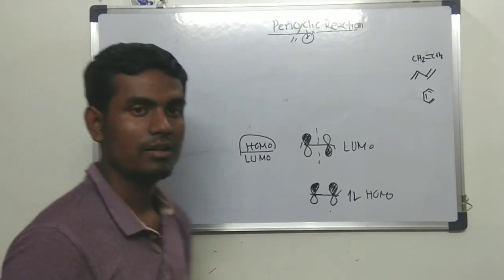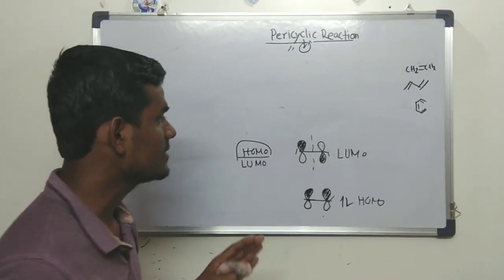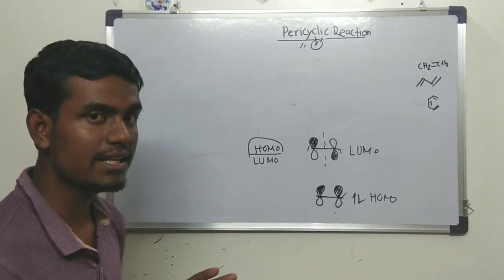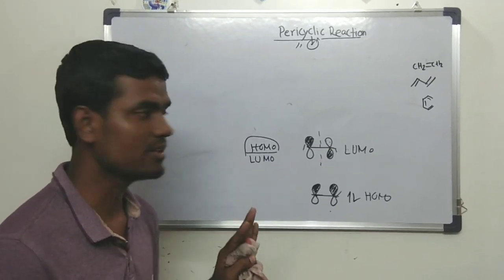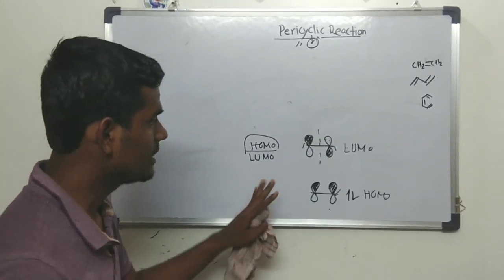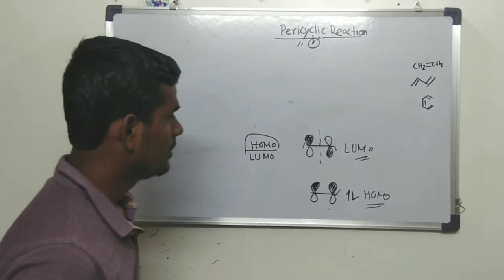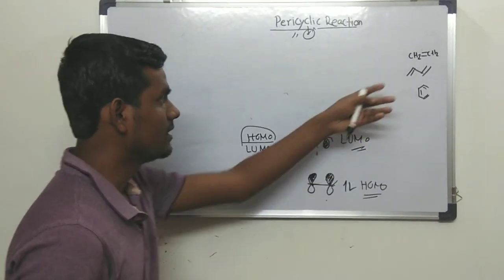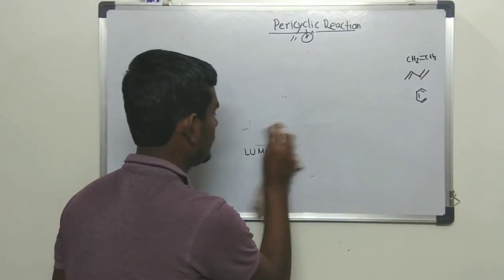One more thing I forgot to say: whatever I have discussed till now, I am assuming a thermal condition. My molecule is in the ground state, and I am applying thermal condition for any reaction. So that's why my HOMO is here and LUMO is there. Let me take another example, so you will understand the terms more easily.